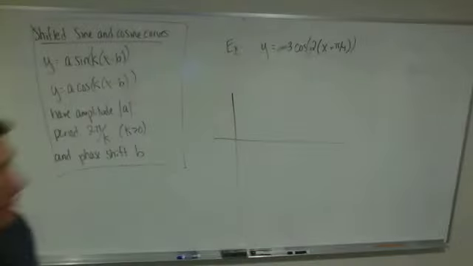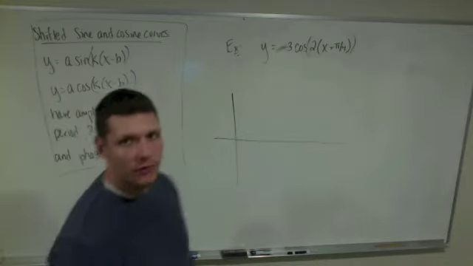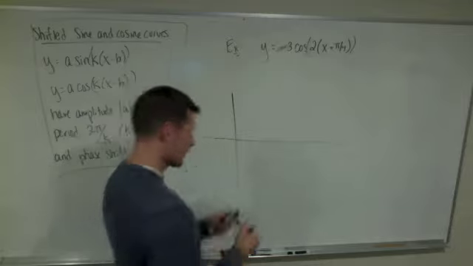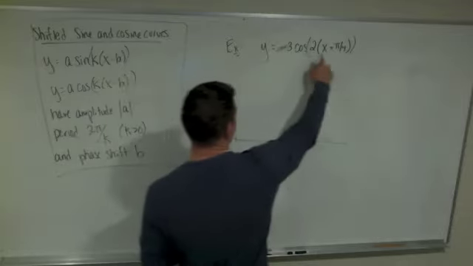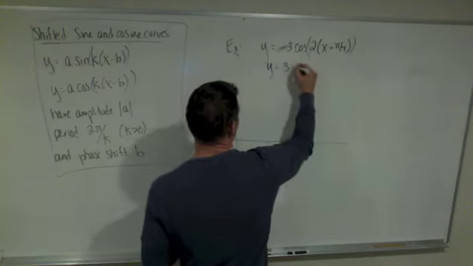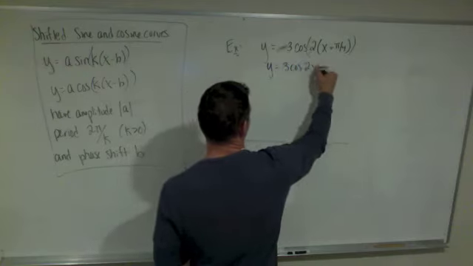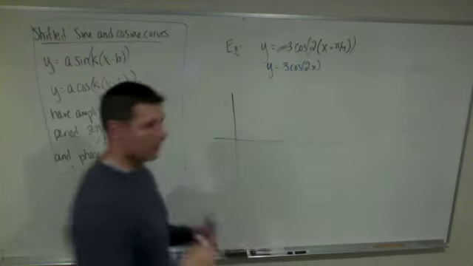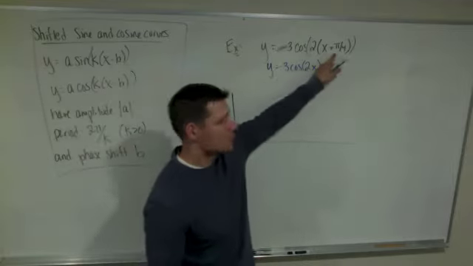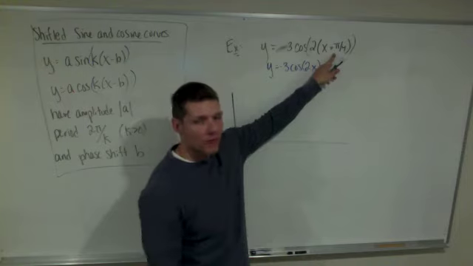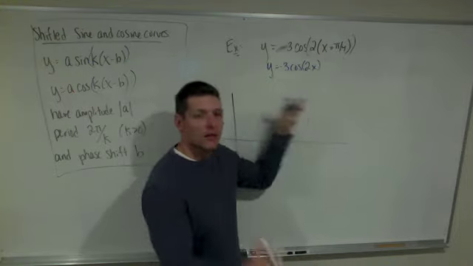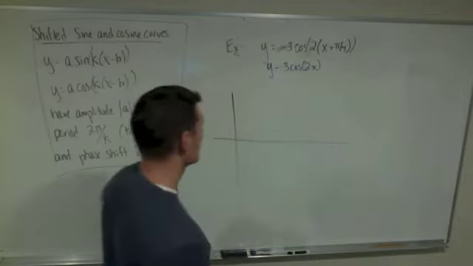Okay, let's try another one. I've got y equals negative 3 cosine of 2 times x plus pi over 4. Again, I don't like graphing it with the phase shift first. My technique is to just simply graph it without the phase shift and then shift it over. In this case, if we graph this guy and then shift it to the left pi over 4 units, we'll have it. So let's graph this guy first, figure out what that is, and then shift it to the left pi over 4 units. Awesome.